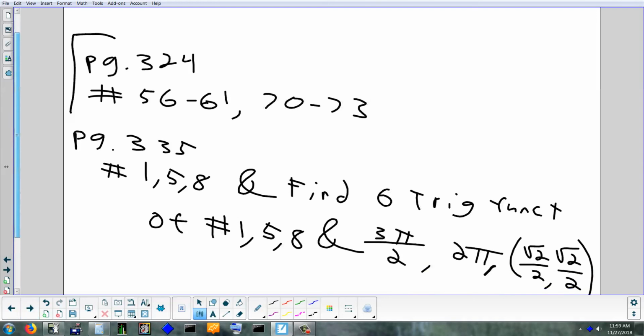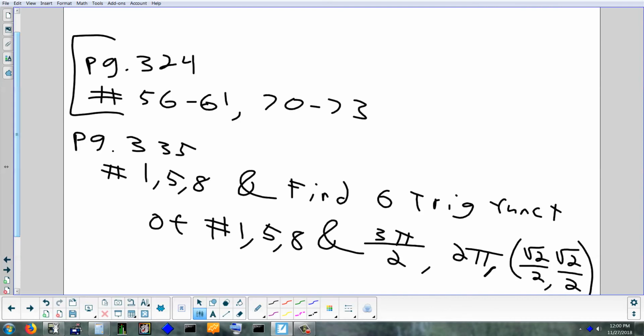Okay, so this is the part we got through first. That's on page 224, 56 to 61, and 70 to 73. And then on 335, if you can't get through all of 335, that's fine. I'm going to give that to you tomorrow anyway with the last part. But if you get 335 done, then you only have half an assignment left for the week. But you'll have until Thursday to do this one.